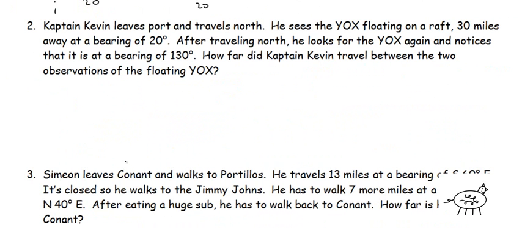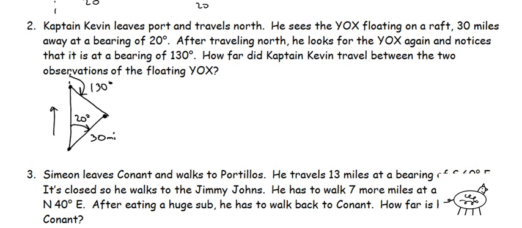Captain Kevin leaves port and travels north. So right away, I know it's a north-south line, because he's down here and he's traveling north. He sees the yachts floating on a raft 30 miles away at a bearing of 20 degrees. That's pretty easy. That's 20 degrees, here's the yachts, and this is 30 miles. After traveling north, he looks for the yachts again and notices that it is at a bearing of 130 degrees. So here's the deal. He's gone north, and now he's over here at this top point, and here's my bearing line. This angle here is 130 degrees.